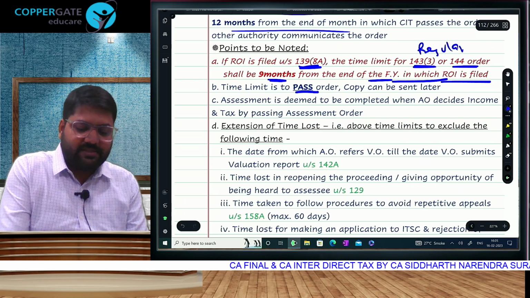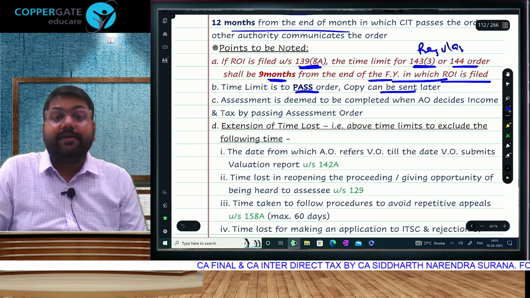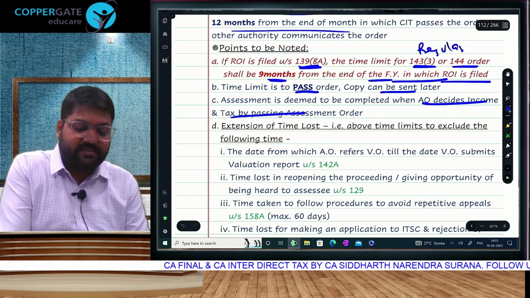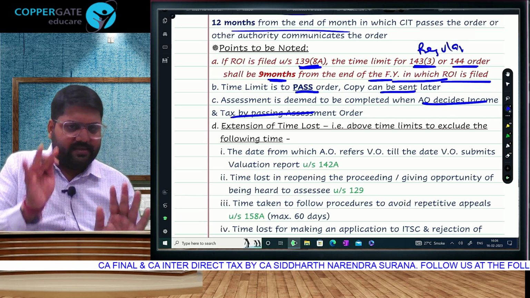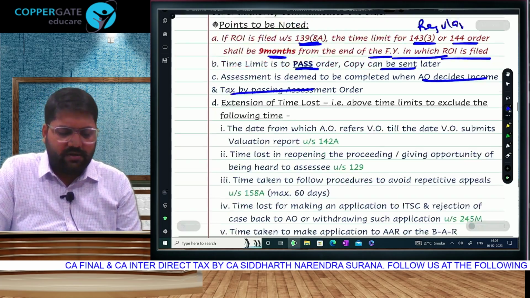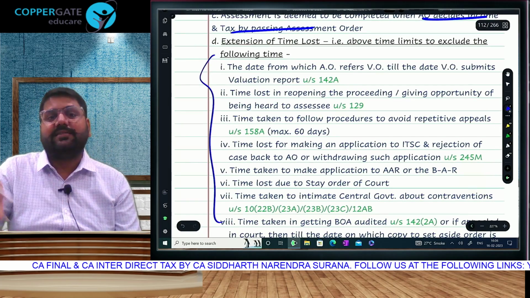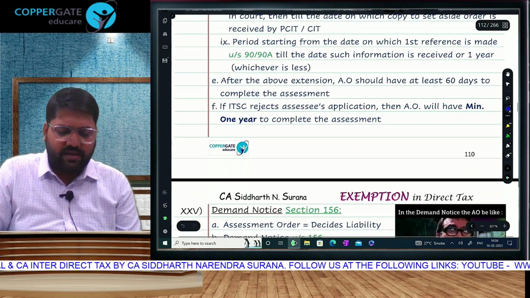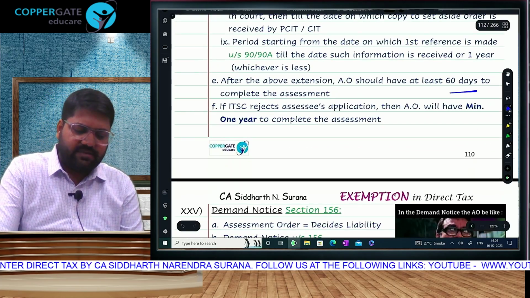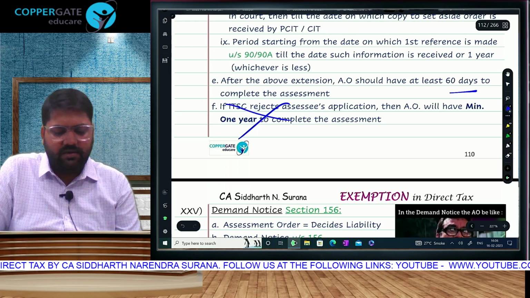The time limit is to pass the order, so copy can be sent later. Order is considered to be passed when he decides income and tax. If income and tax is decided even on a rough piece of paper, it is understood that he has passed the order on time. In these cases where the time limit will be extended, the extension will be given with respect to time lost in all these cases. You can just read through it, and minimum 60 days will be given. ITSC ka point you can ignore.